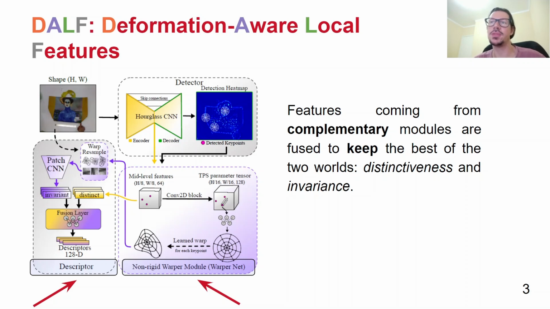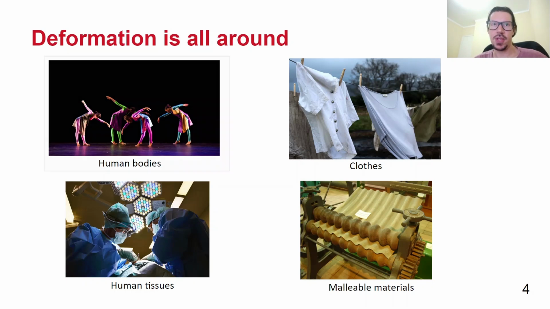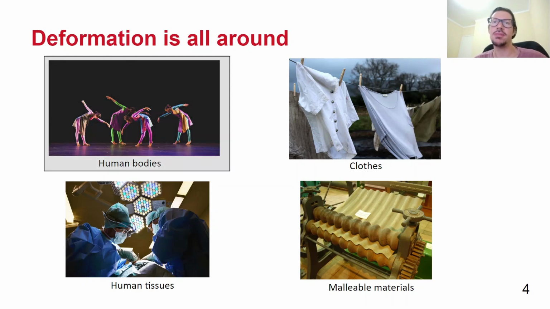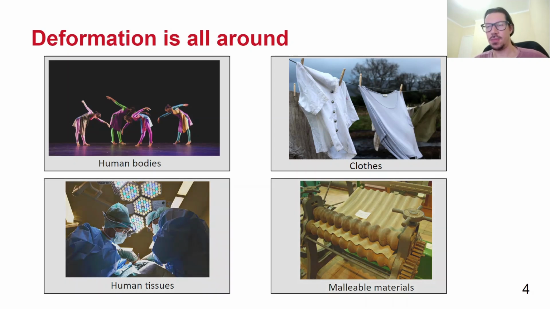If you take a moment to look around you, you will see an abundance of surfaces that are not rigid, that bend and flex, deform and adapt. The human body, with its articulations and wide range of motion, clothes in the wind, our body tissues and flexible materials, such as metal, plastic, and rubber, can significantly deform in short periods of time. Handling these deformations in images can be a challenging task.